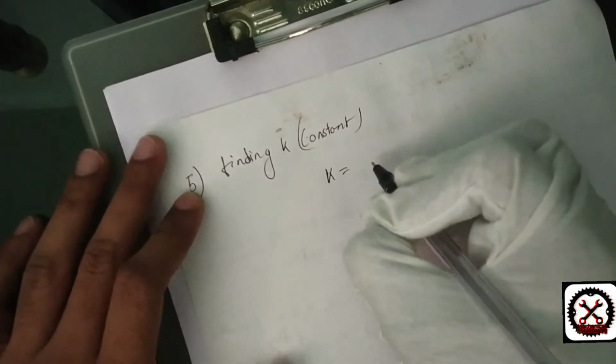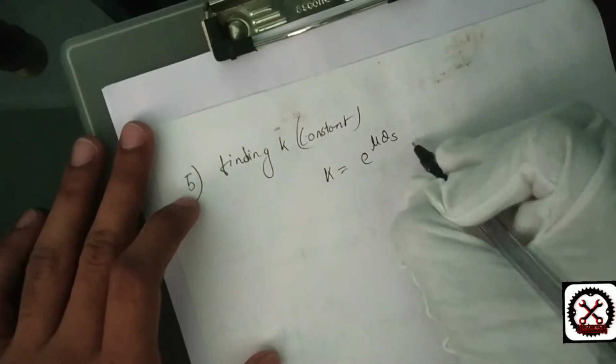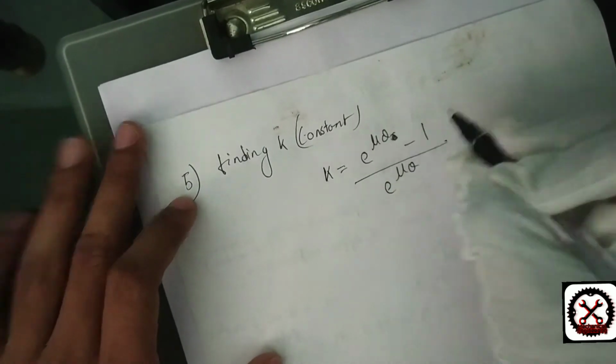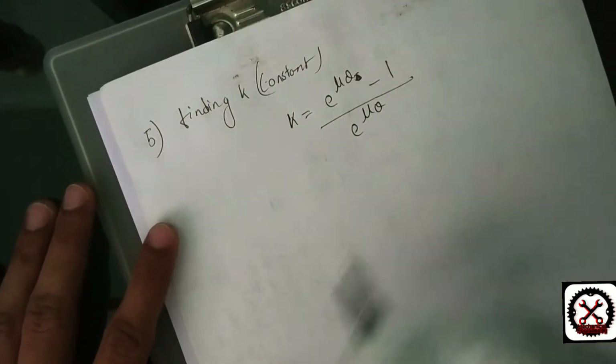and the formula for the constant also you have to keep in mind, as it is not given in the data handbook. e power nu theta s minus 1 by e power nu theta, basically whichever nu theta value you find here in the capacity, that value you have to substitute here and find the value of the constant, which has no SI units.